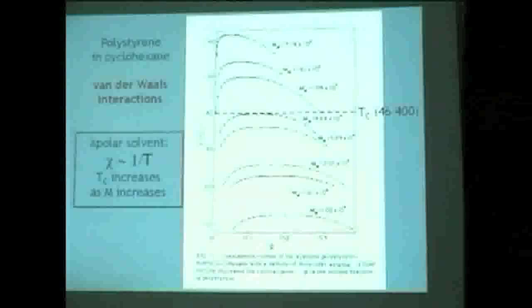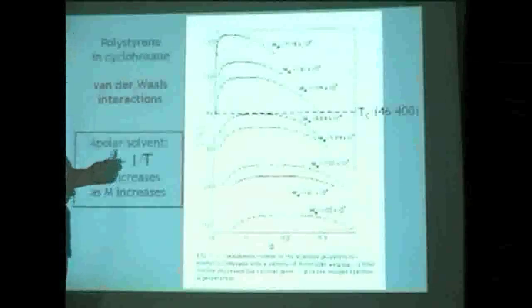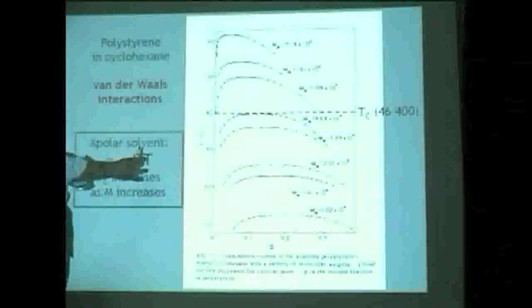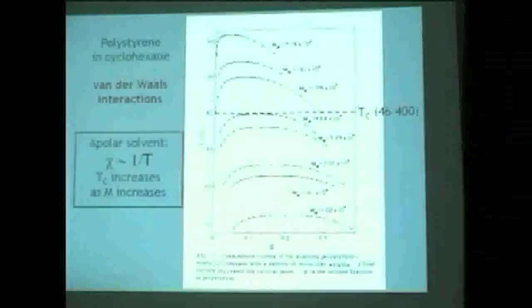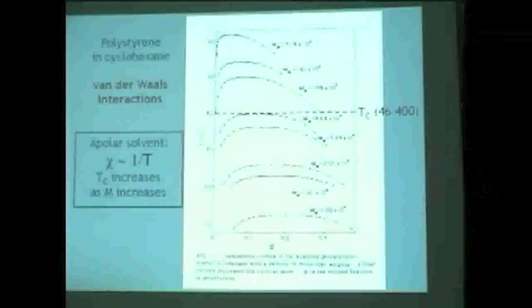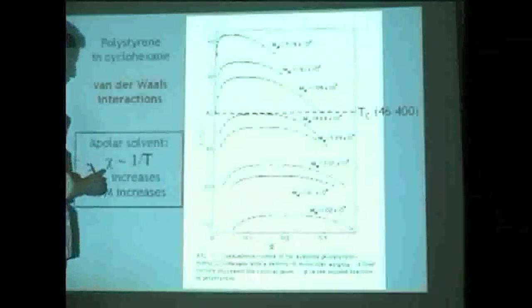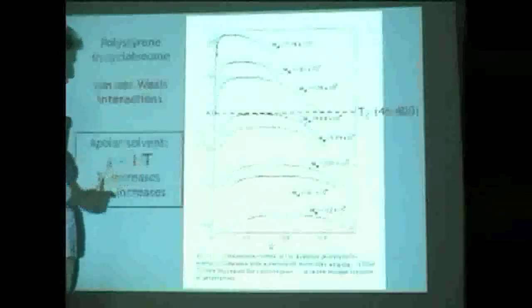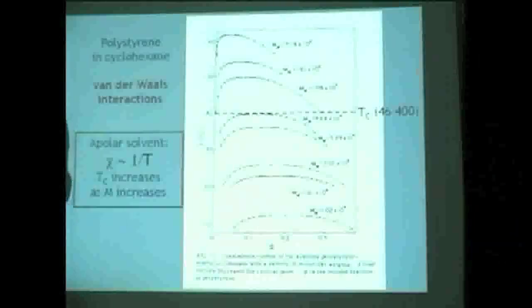So what's happening here is that chi c is inversely proportional to Tc. And when the molecular weight is increasing, I told you that chi c is decreasing. Because these two parameters are inversely proportional to one another, it means that when chi c is decreasing, Tc is increasing.